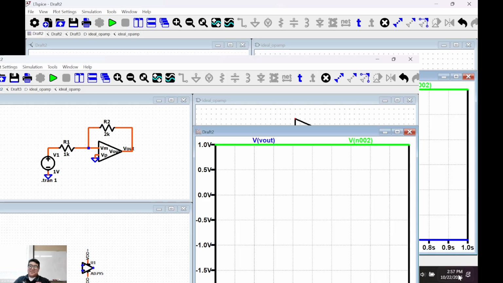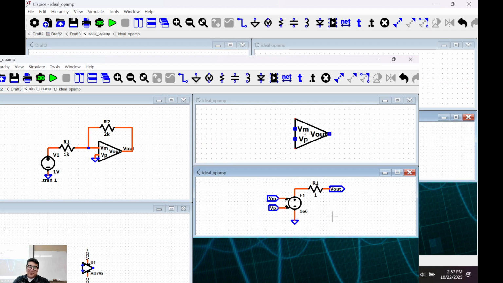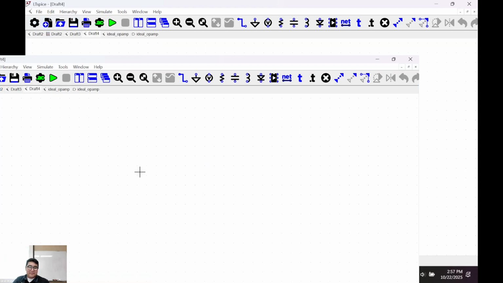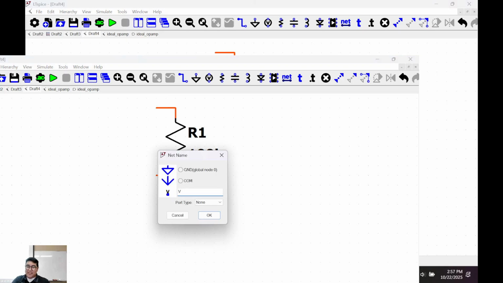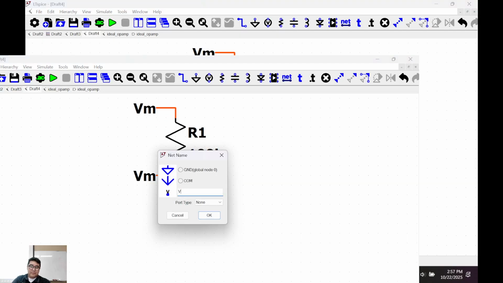Anyways, what I was trying to say is, let's see. We want to model this MOSFET. Let me see. Hold up. Let me build a circuit for y'all. So we need a resistor, right? 100K. This right here is V minus. Just gonna do VM, right? This right here is V plus, right?